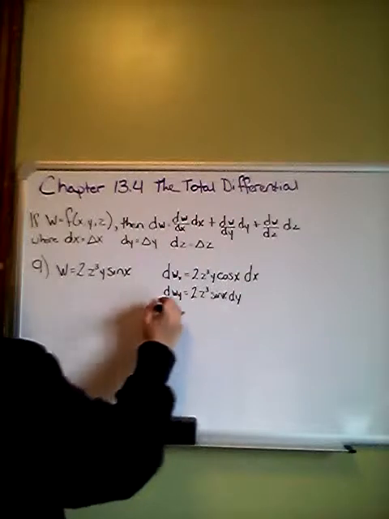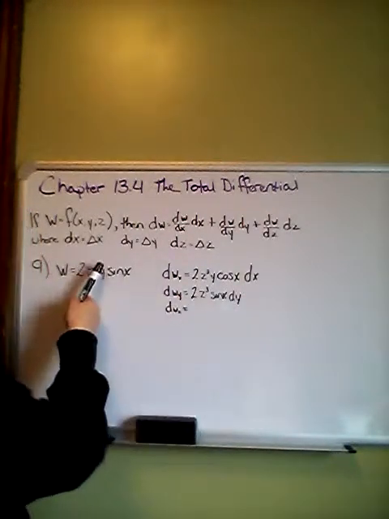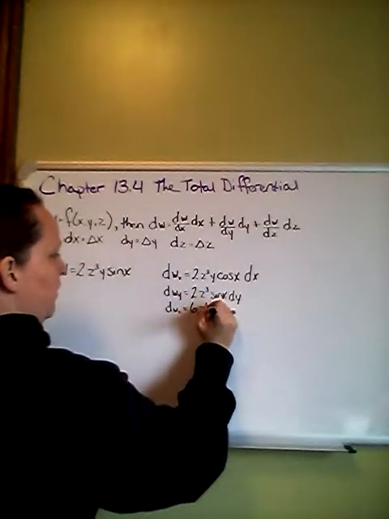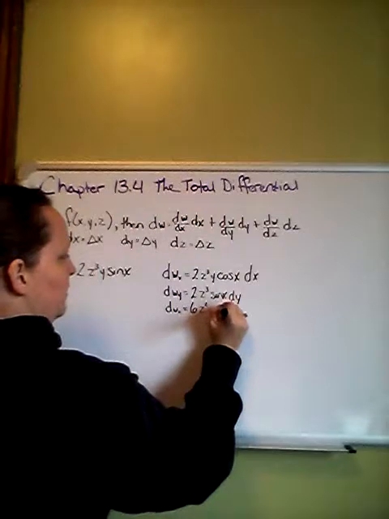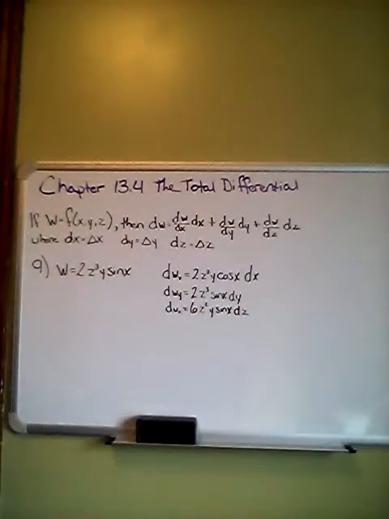Now, to differentiate with respect to z, dw of z, we're going to bring the 3 over. The 2 becomes a 6. Z cubed becomes z squared. Y stays the same. Sine of x stays the same, and then this gets a dz at the end.